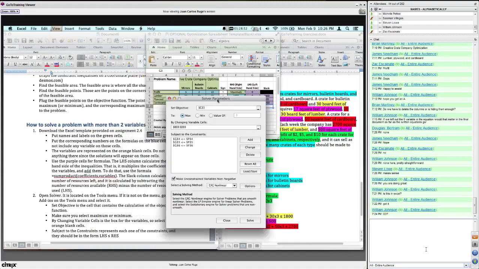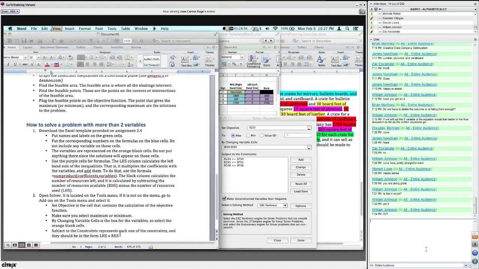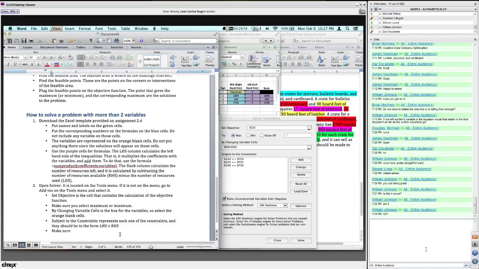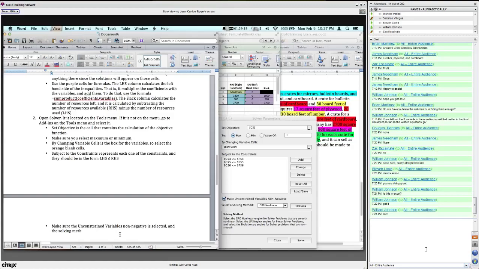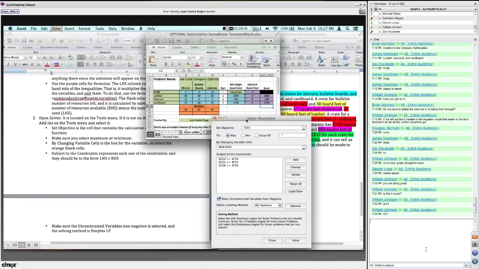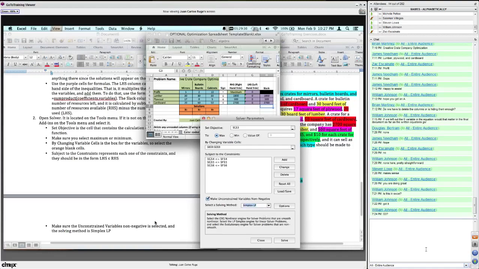Okay, so we're almost done. Make sure the unconstrained variables non-negative is selected, and the solving method is simplex LP. So here, simplex LP.